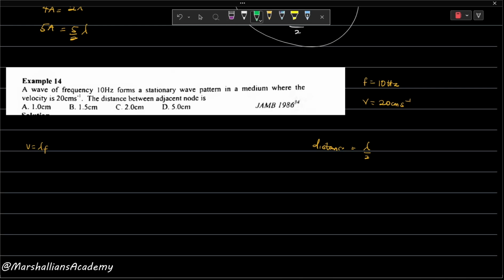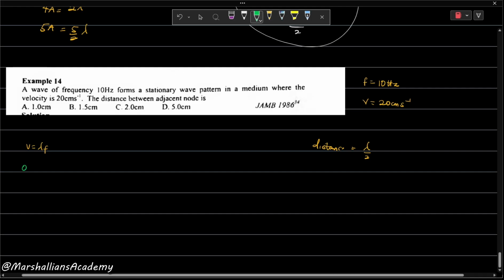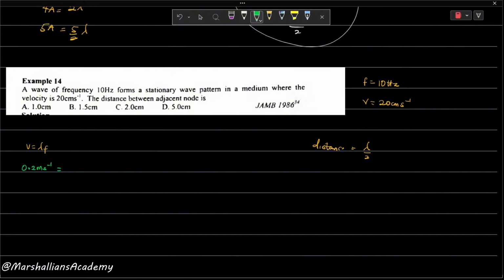So 0.2 meters per second is going to be equal to V = f λ, that is, f multiplied by 10. Are we together? It is always very, very important to convert your centimeters per second to meters per second. Do not make the mistake of not converting. So to make lambda stand alone, I'm going to have 0.2 meters per second divided by 10 hertz.